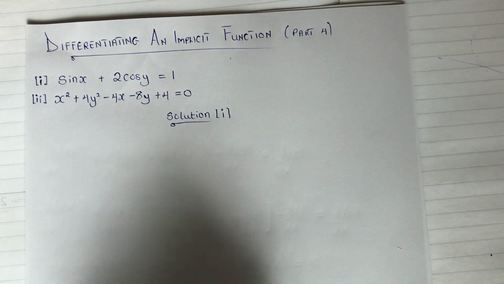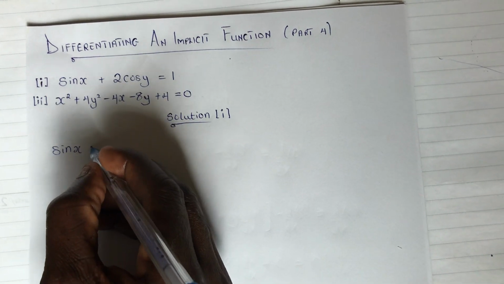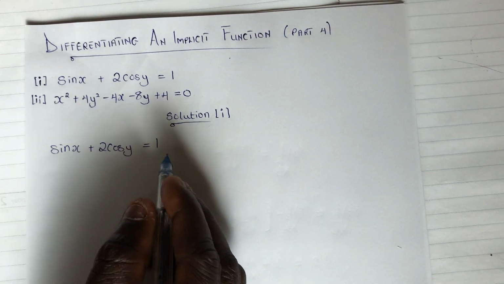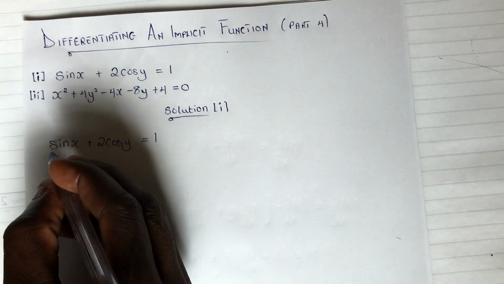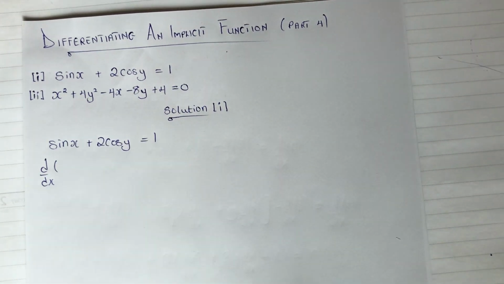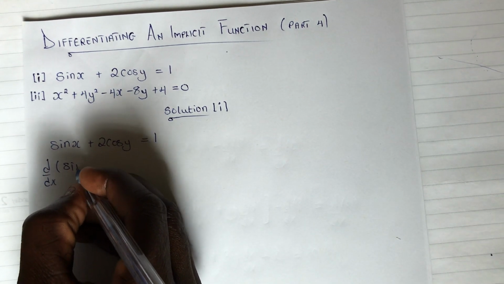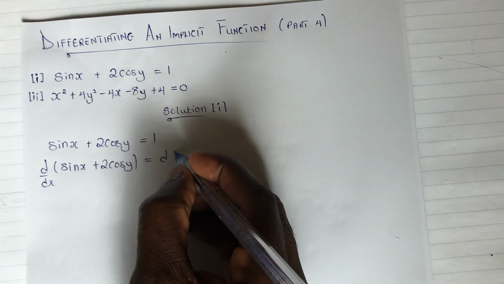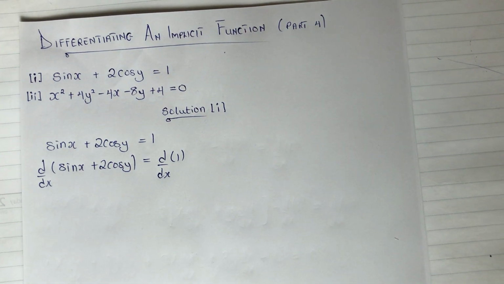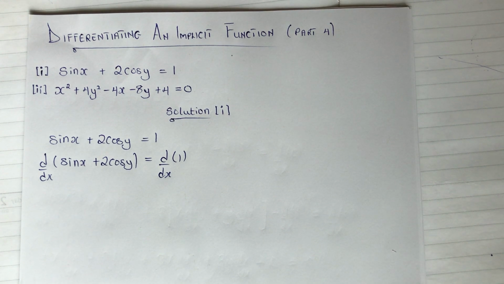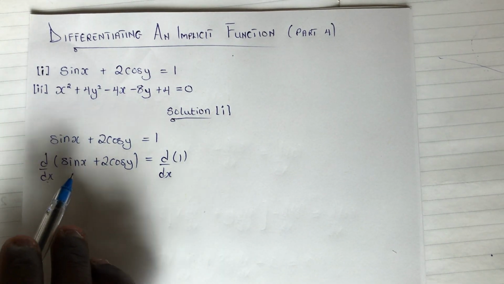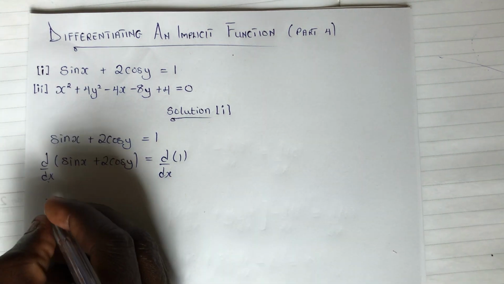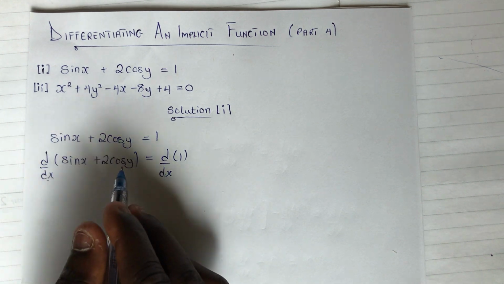So the first function, we have sin x plus 2 cos y equals 1. The rule says apply the derivative to both sides. So I will apply the derivative. We are differentiating the whole function with respect to x. So d/dx of sin x plus 2 cos y equals d/dx of 1. We are differentiating all the functions with respect to what? x. That's why we have d/dx there. Now use the derivative to multiply each term. That's what I said in the rule. So I'll use d/dx on this term and d/dx on that.